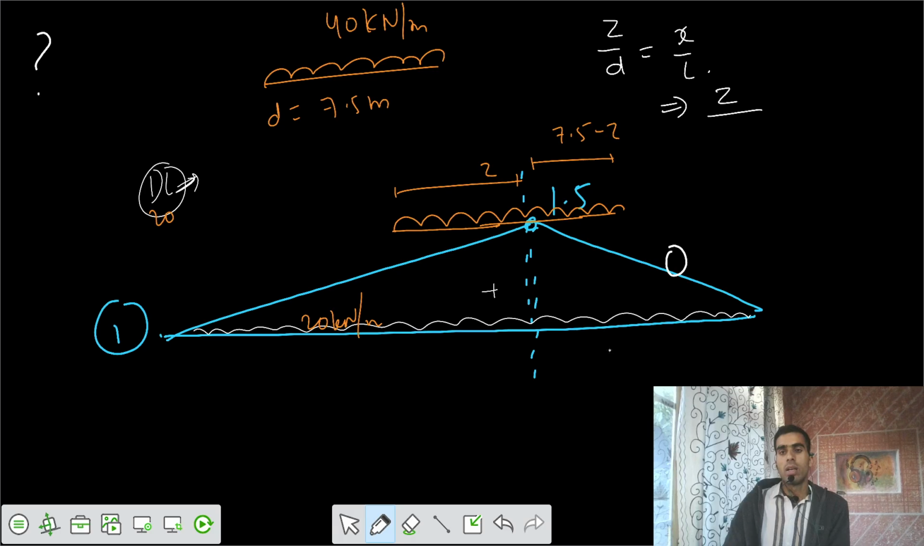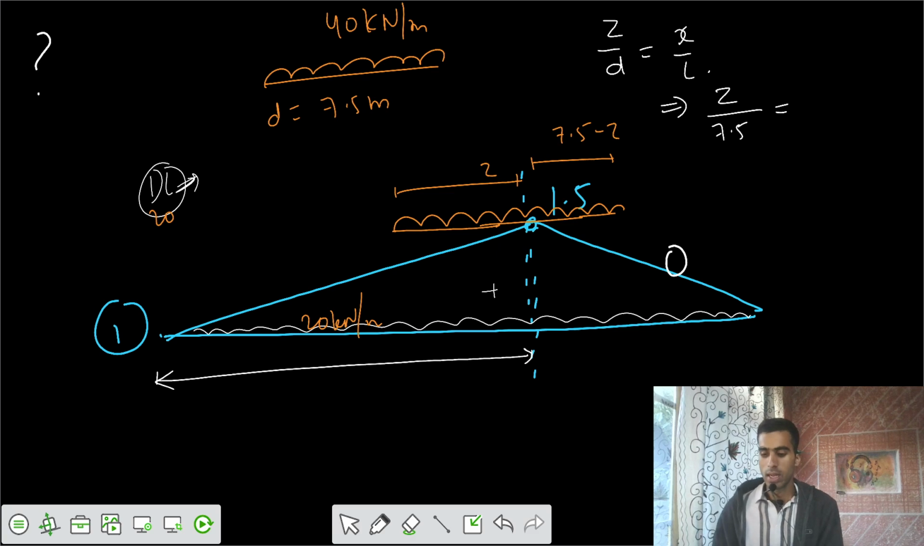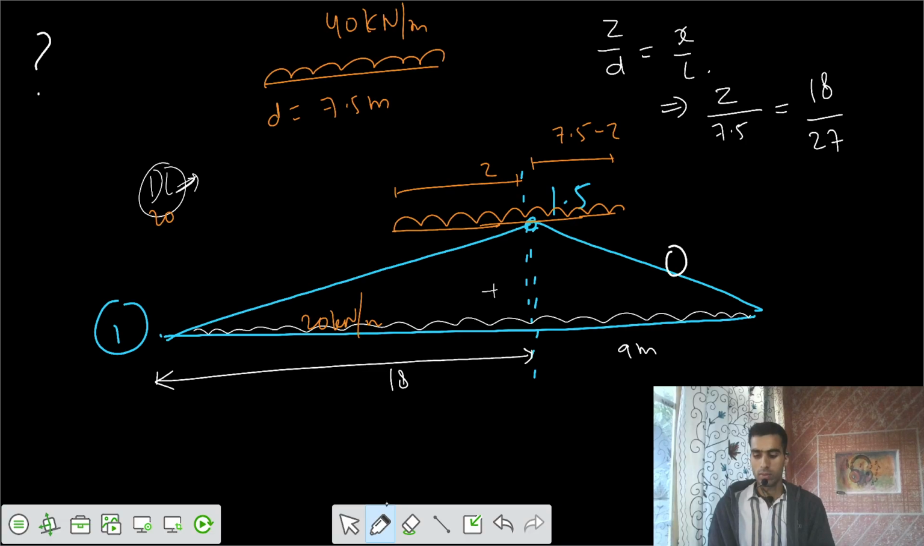Your value of d equals 7.5, and that is equal to x by L. Value of x for this location is this one. This is your location of x, and you can check that value of x. That's 4 times 4.5, that's 18 meter. This is 18 meter, and this is 9 meter. So value of x is 18 meter. Value of L is 27.